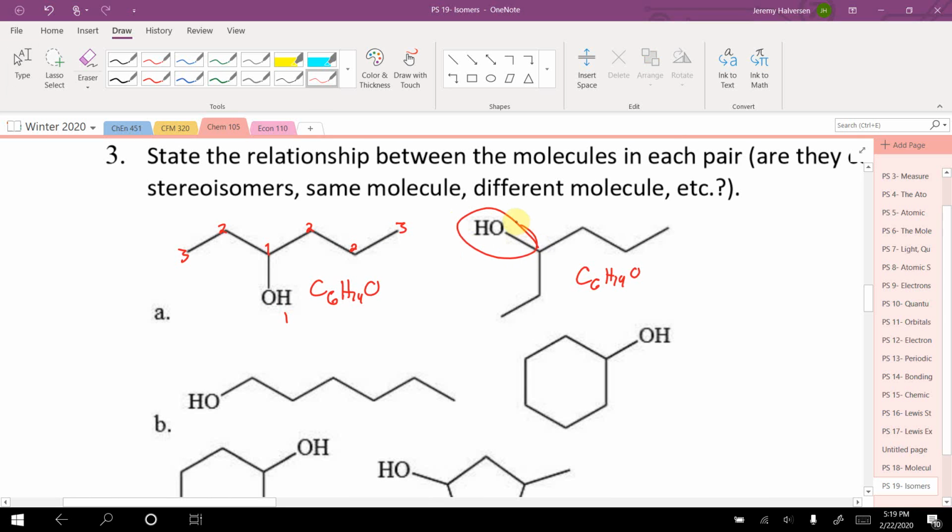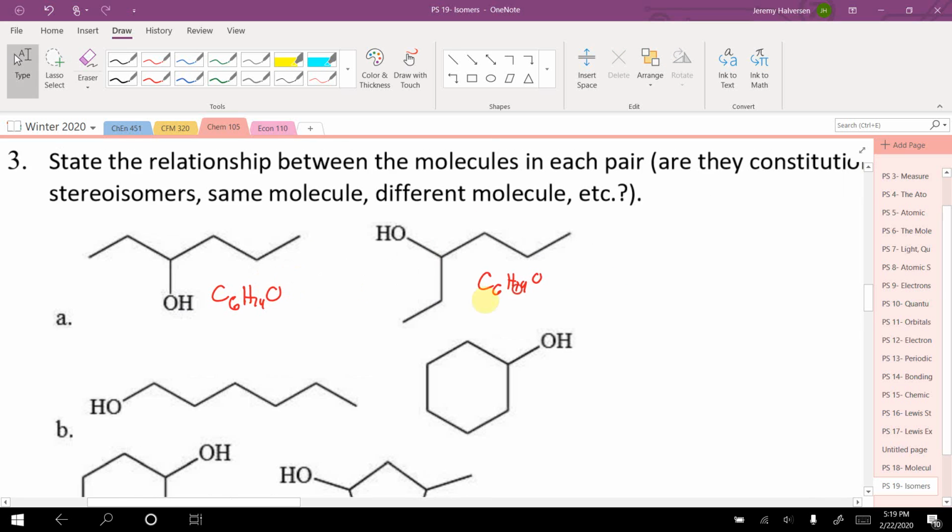Here we have this OH coming out of the 3rd carbon. Here we have an OH coming out of the 3rd carbon as well. And so the result of that is that these are actually the same molecule.